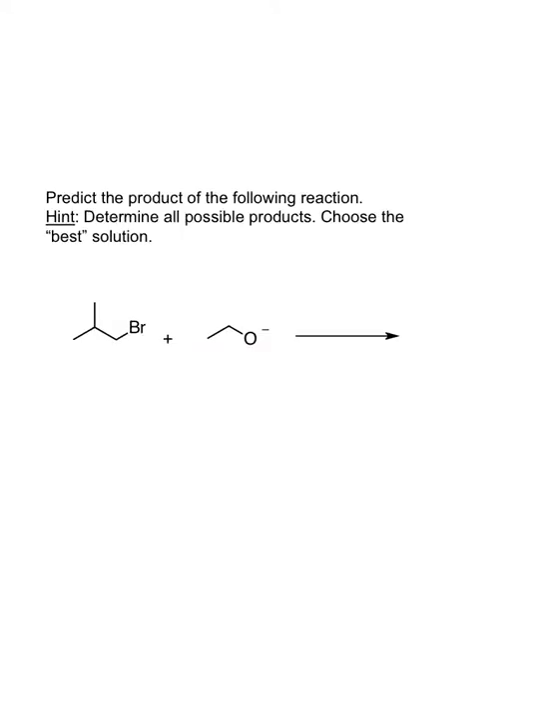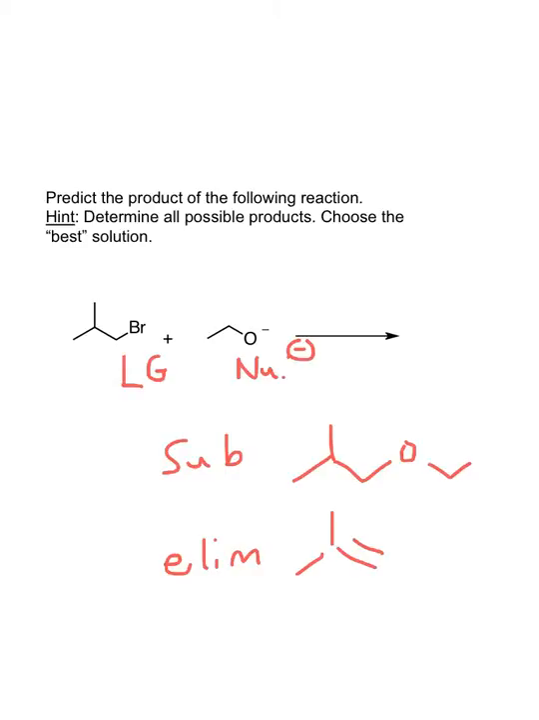So predict the product of this reaction. Again, identify the nucleophile and electrophile and use curved arrows. So note that the Br is a leaving group, the ethoxide ion is a nucleophile, so this is either going to be a substitution reaction or elimination reaction.